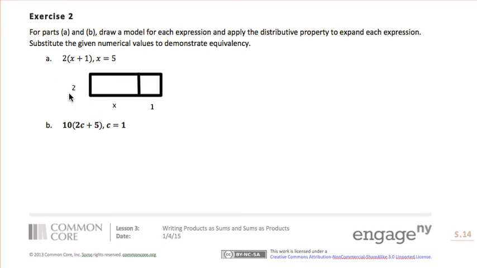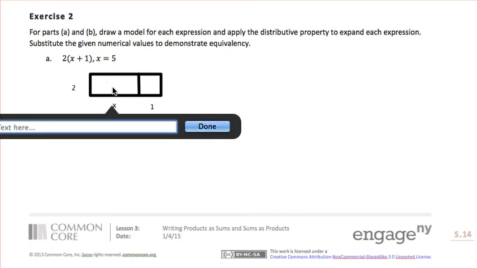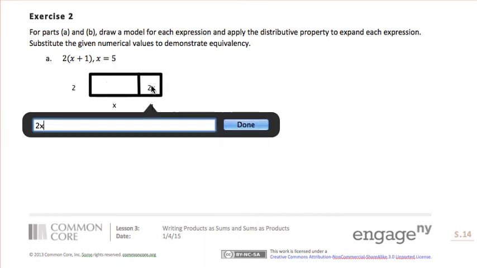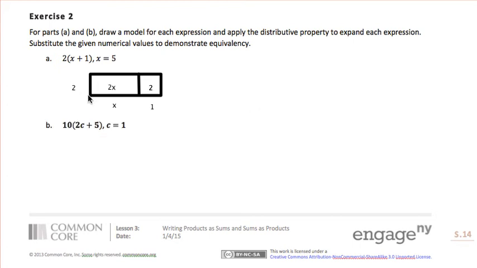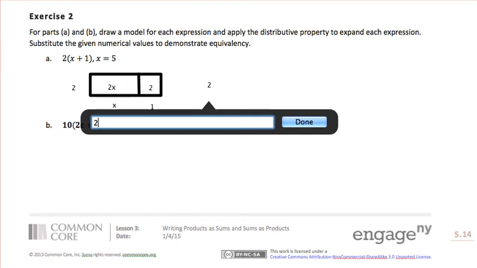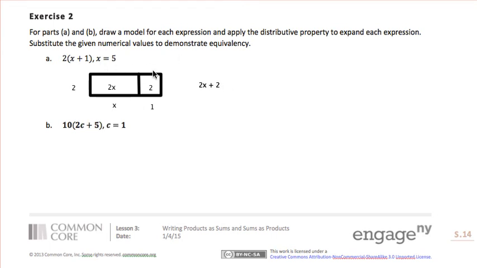Now if we distribute, this would be 2 times x, which is 2x, and then the smaller piece was 2 times 1, which is 2. Let's rewrite that expression, 2x plus 2. And then we were asked to make x equals 5 to demonstrate equivalency. In other words, we're going to substitute 5 for x to show that it is true.